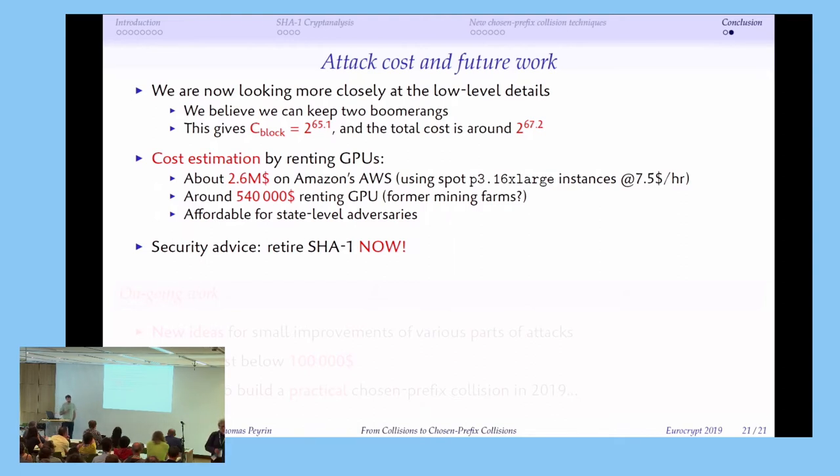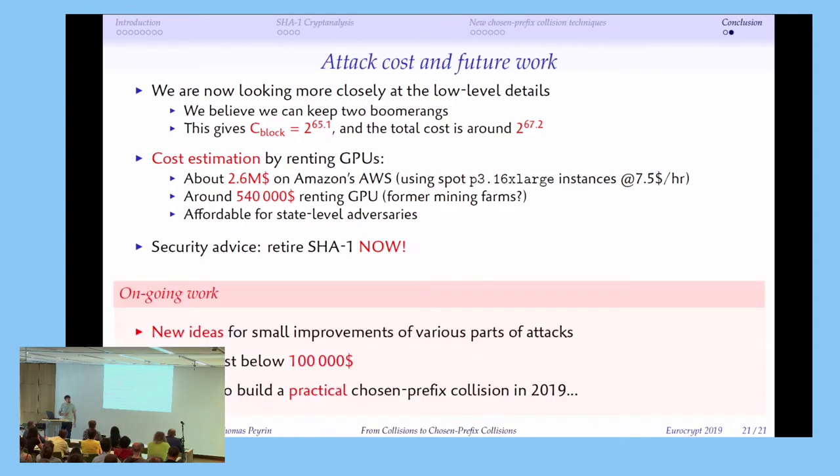But actually, you can get GPUs much cheaper than that. And the reason is, apparently, some people bought lots of GPUs to mine cryptocurrencies some time ago. But now it's not so profitable anymore, so they're renting those GPUs relatively cheaply. So if you go to those kind of GPUs instead of the Amazon one, you could actually run the attack for around $500,000. So that's still a large amount of money, but it's definitely reachable by a state-level adversary. So this attack can be run in practice. So clearly, if you're still using SHA-1, please stop right now.